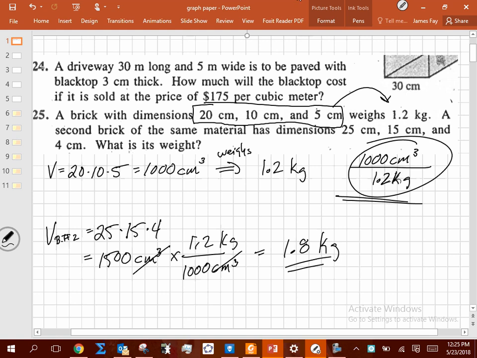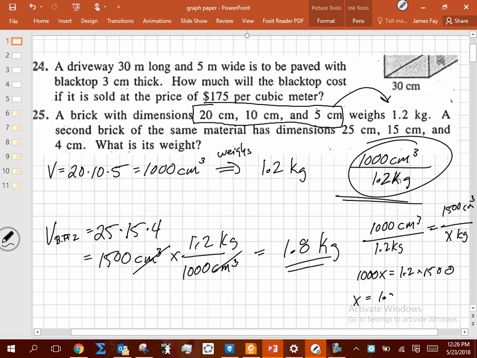You asked a question about conversions, or sorry, proportions. So you're saying if I have 1,000 cubic centimeters that weighs 1.2 kilograms, can I set up a proportion that says 1,500 cubic centimeters is equal to blank kilograms? Okay, so let's see if this works. If I cross multiply, you would get 1,000 x equals 1.2 times 1,500, right? And then what would you do to solve for x?